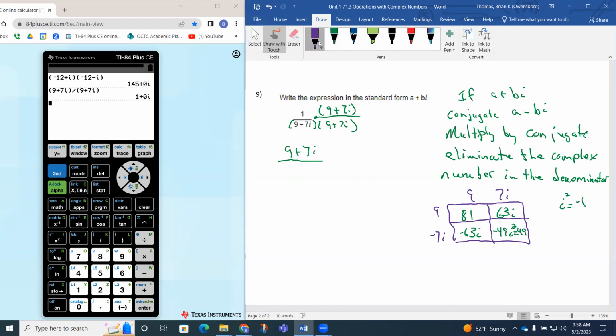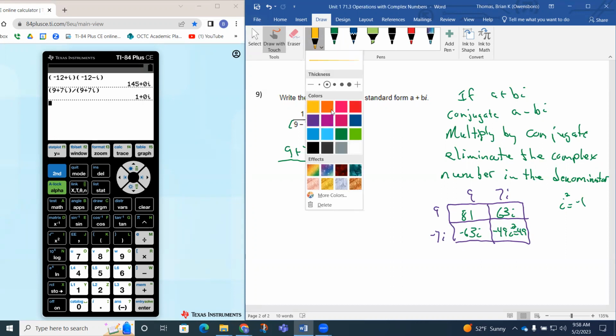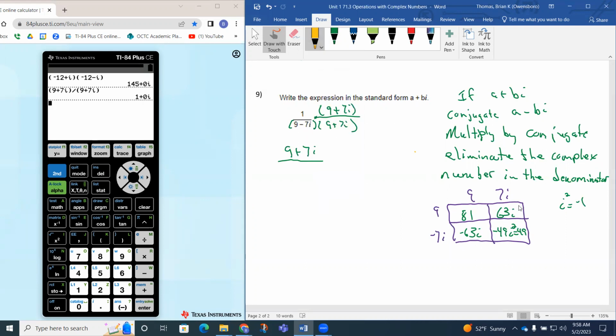So notice again how when you do this, 63i and negative 63i are going to zero out. So really all you're doing is adding this 81 to this 49 is what this boils down to. So 81 plus this 49. And notice how that creates what we call a real number on the bottom, this 130.